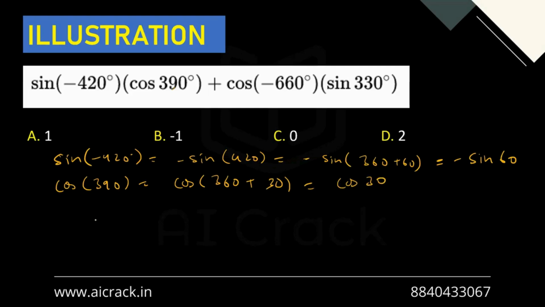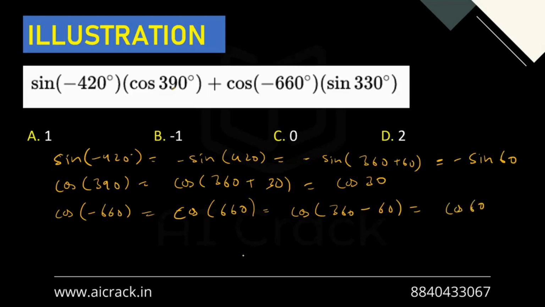Okay. Now the third term is cos of minus 660. Now cos of minus theta is simply cos theta. That becomes cos 660. Now I can write cos 660 as cos of 720 minus 60. Now cos of 720 minus 60, you can simply write it as cos of 360 minus 60. And we know that cos of 360 minus theta, that is in fourth quadrant. So that becomes cos of 60 degree, right?